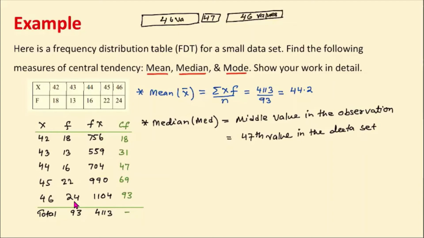46 values. So you can see you have 46 values, 46 values. If you add, that will be 93 values. And here in the middle, you have the 47th value. And that 47th value is the median. That's the meaning of that.